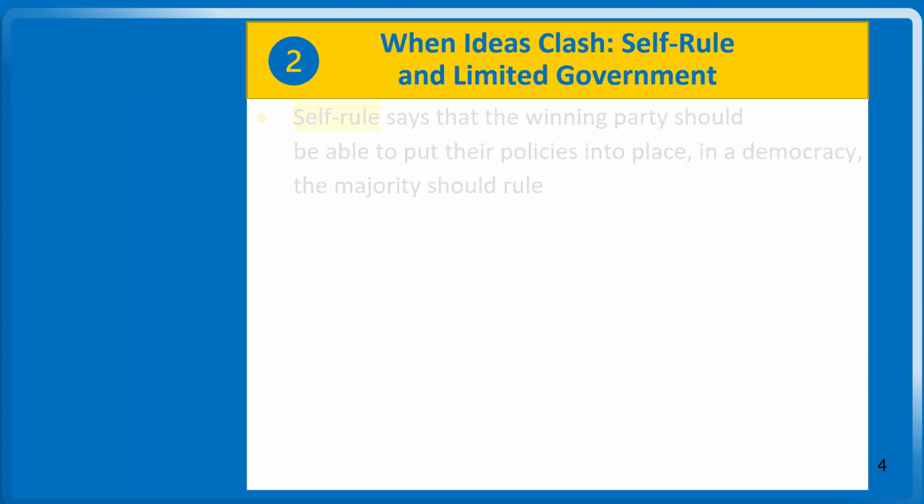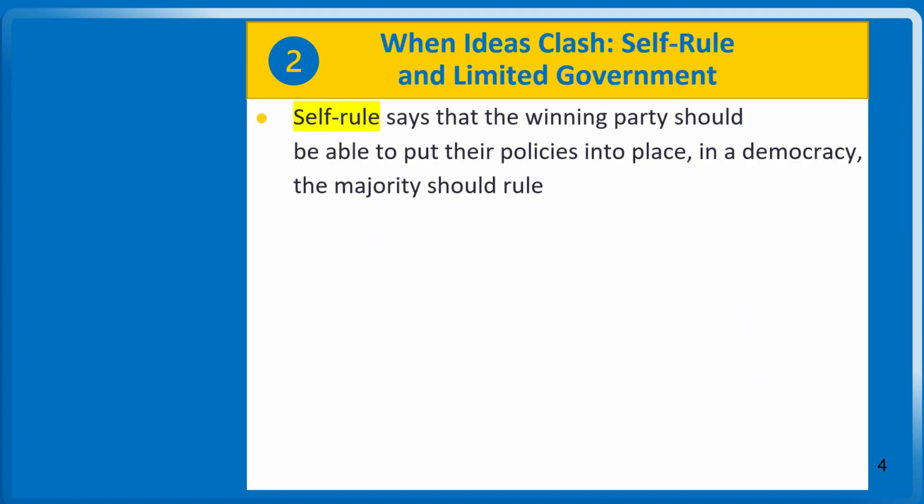The ideas of self-rule and limited government often come into conflict with each other. This has especially been seen in the past 2 decades of American history. The idea of self-rule says that the winning party should be able to put their policies into place, and in a democracy, this means that the majority rules.